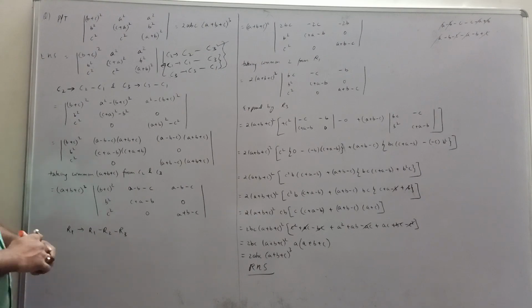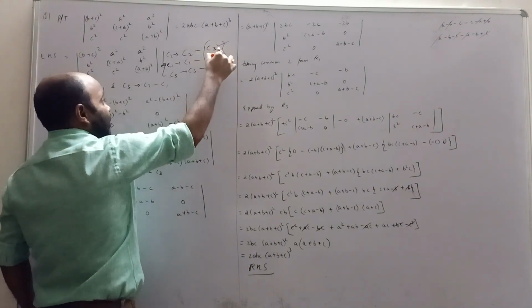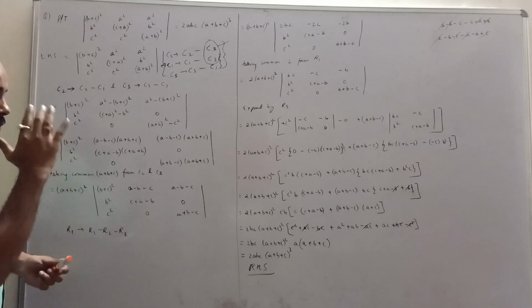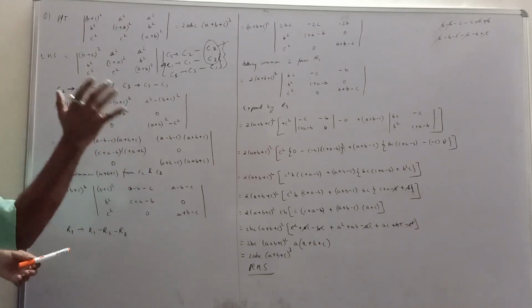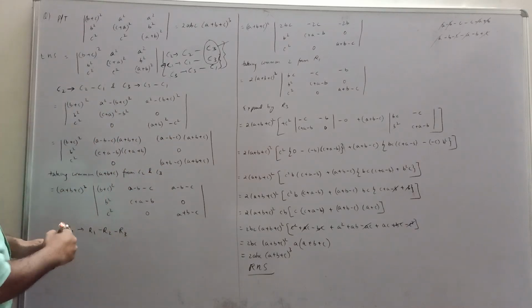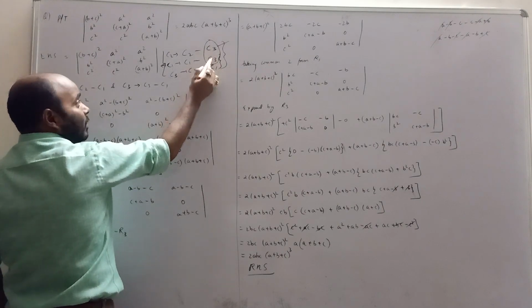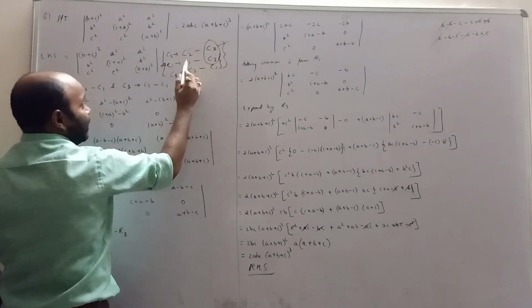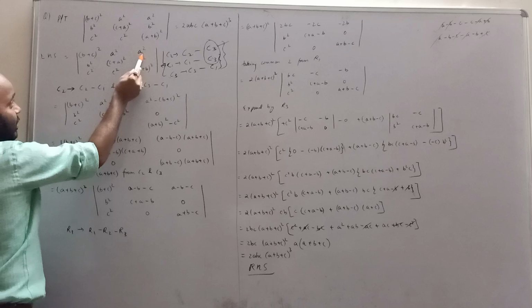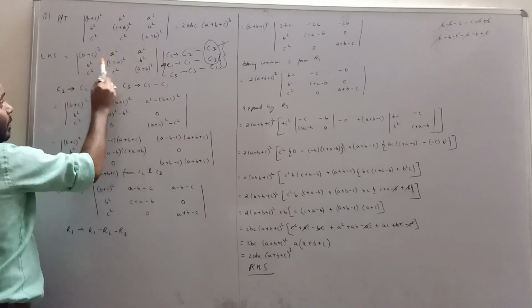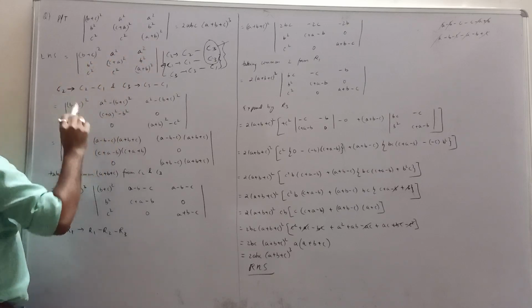So in theory, I have told you, try to make these things same. Make one column or one row fixed, and then you subtract the others, right? Remember? So what I will do, I will make C3 common, and then I will do C2 minus C3, C1 minus C3. C2 minus C3 will make 0 here. C1 minus C3 will give me 0 here.